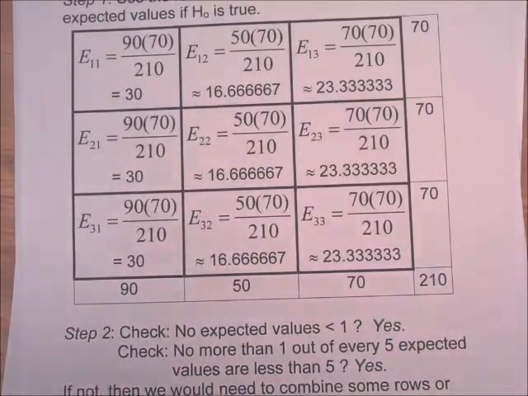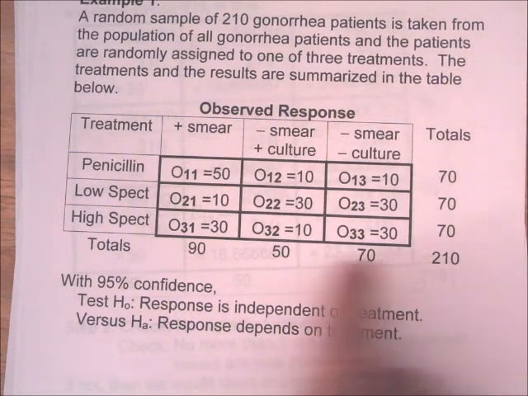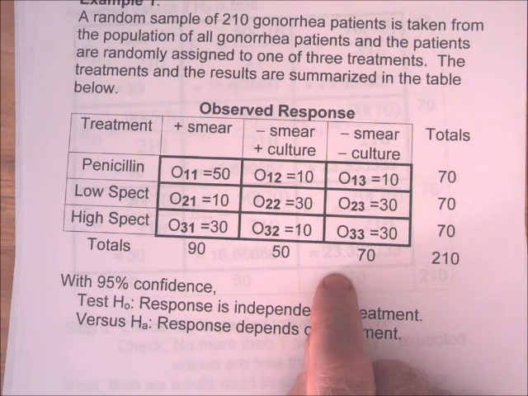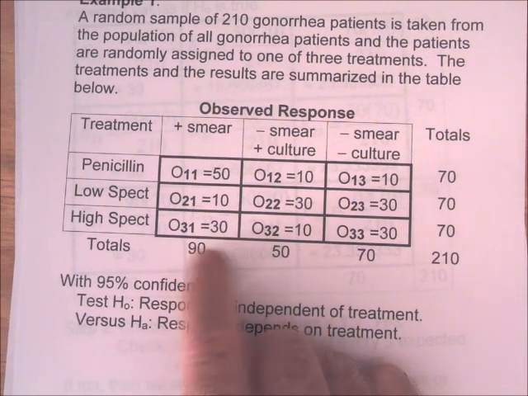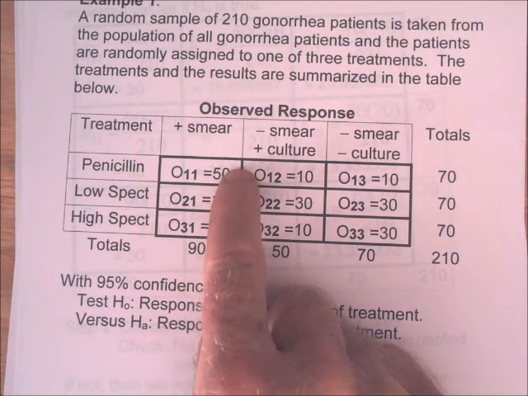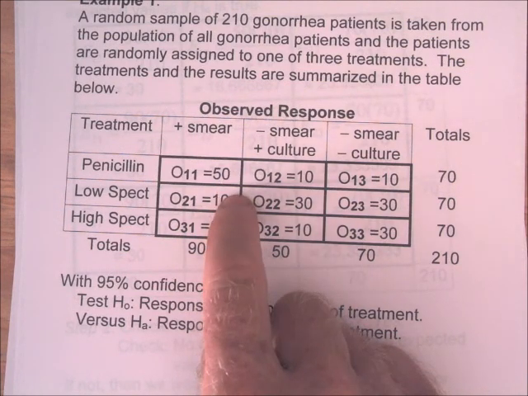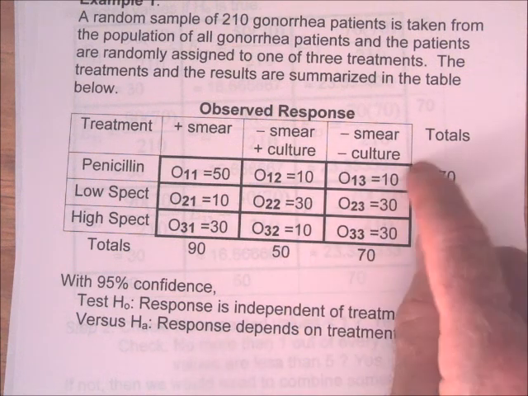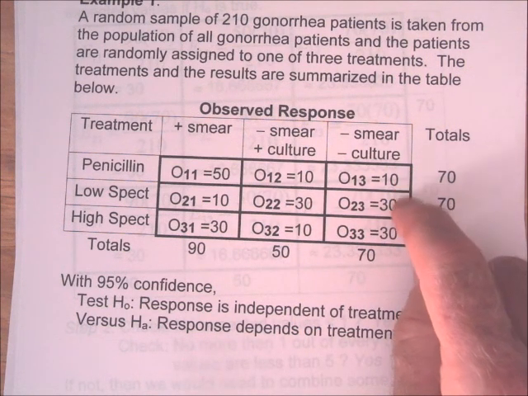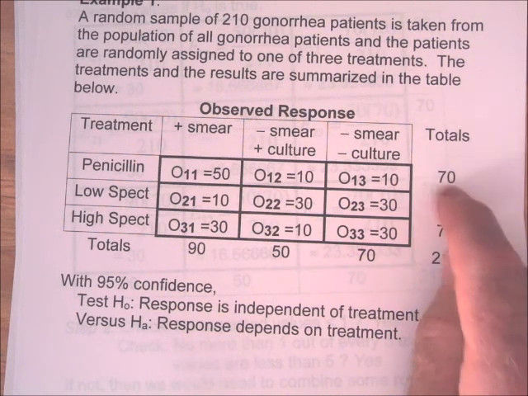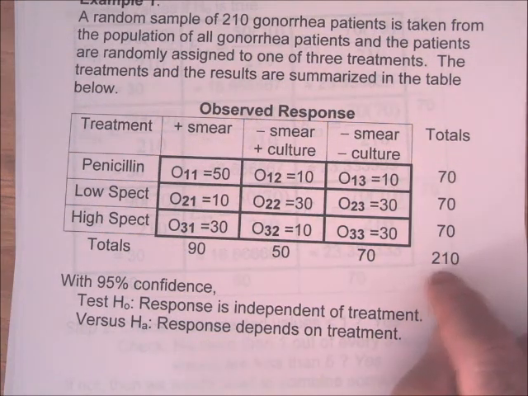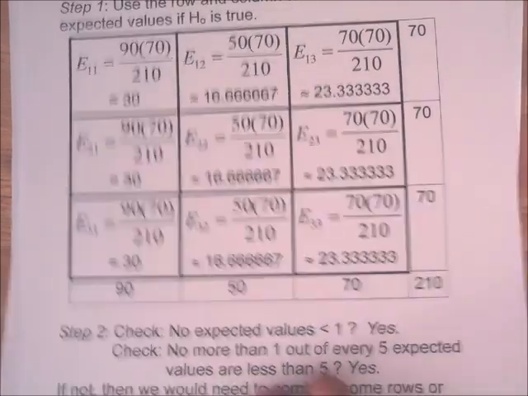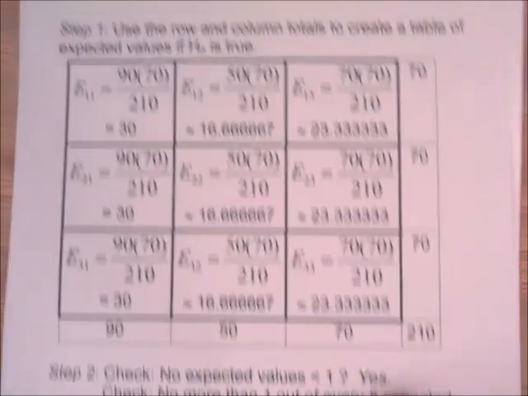So we want to compute the column totals and the row totals in order to compute the expected values. The total for the first column, 50 plus 10 plus 30, is 90. Total for the second column, 10 plus 30 plus 10, is 50. Total for the third column, 10 plus 30 plus 30, is 70. And the row totals are all 70 each. The grand total is 210. We're going to use those same totals for the expected values.